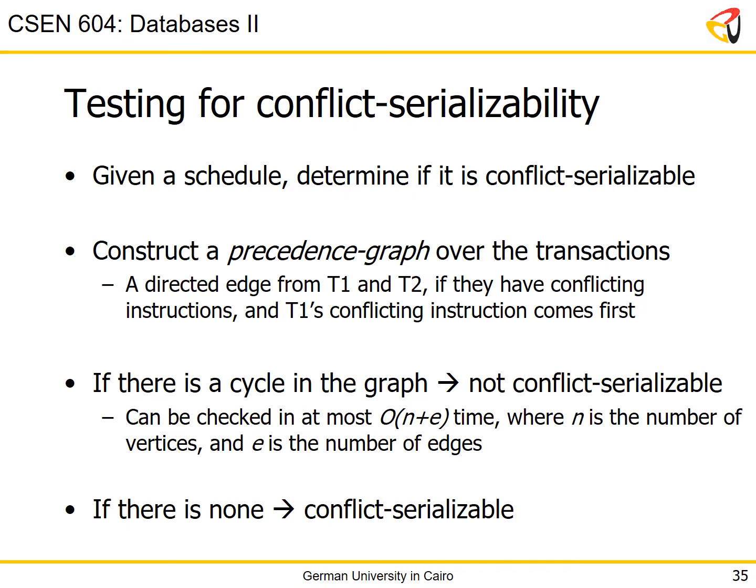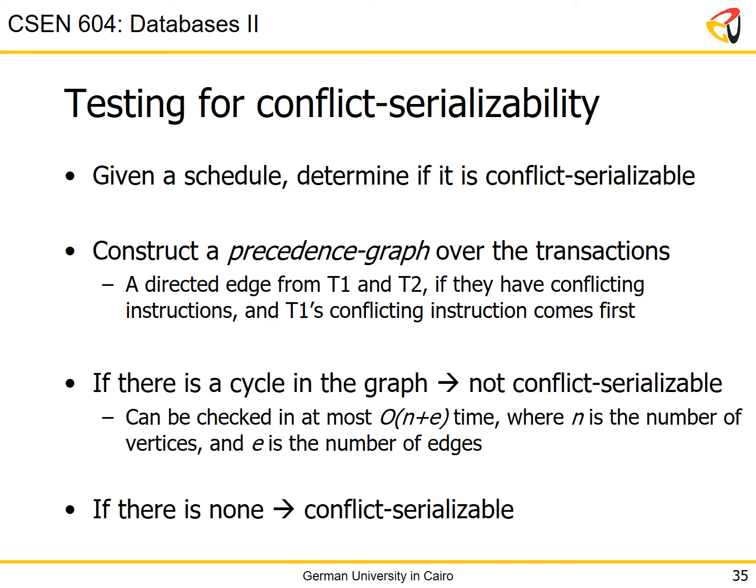So, before I show you how to generate one, how do I test, given a schedule, that it is conflict serializable? It's basically conflict equivalent, which means it's conflict equivalent to a serial schedule. Okay? This is what we're going to do.